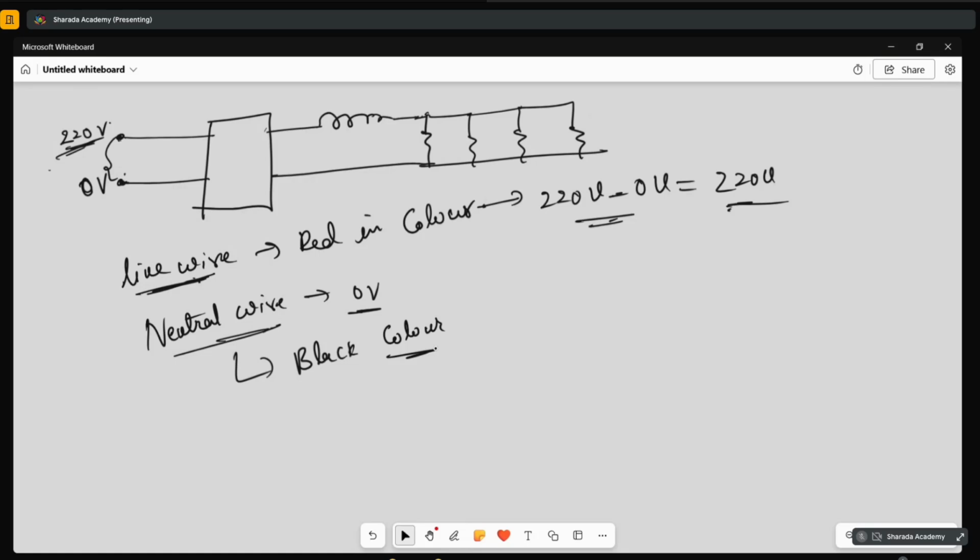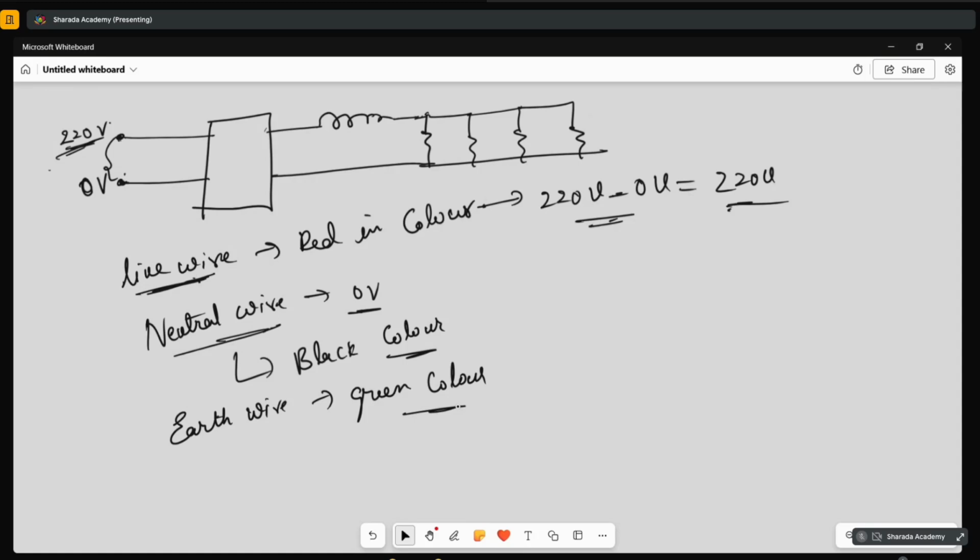When you have three plug points, then you will have three wires connected to that. The third one, we call it the earth wire. Earth wire is green in color. So why is it green in color? Because it is used mainly for safety.